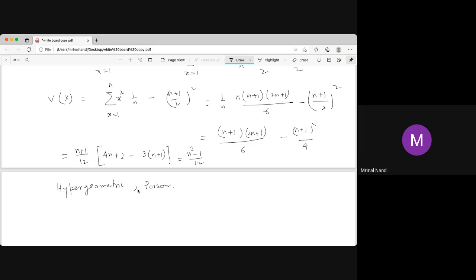These are discrete. And next, there are continuous distributions. One is continuous uniform, called the rectangular distribution. Then there's the most important distribution we know, called the normal distribution. And there are other distributions like chi-square, beta, gamma, and F. There are several distributions, but these are important: hypergeometric, Poisson, binomial, uniform, rectangular, and normal.